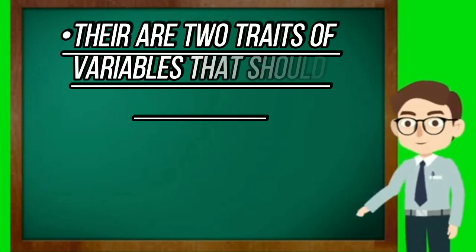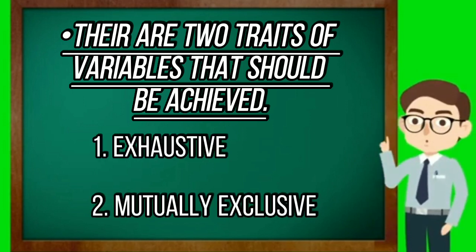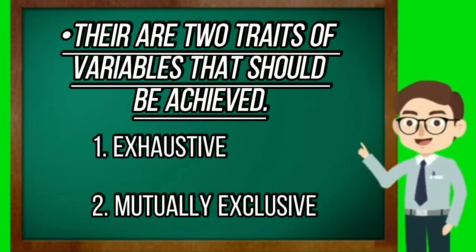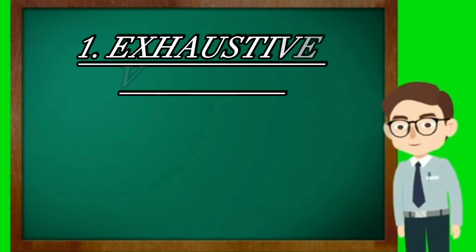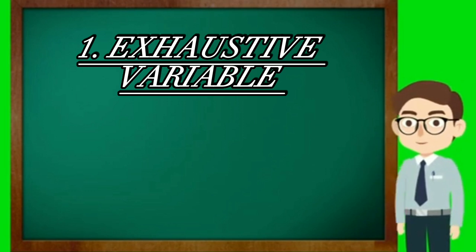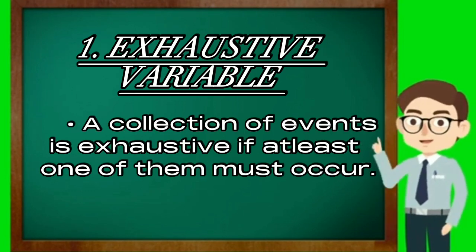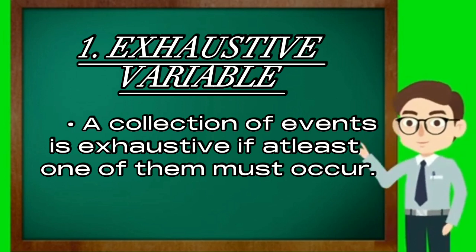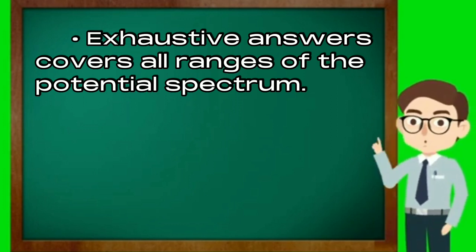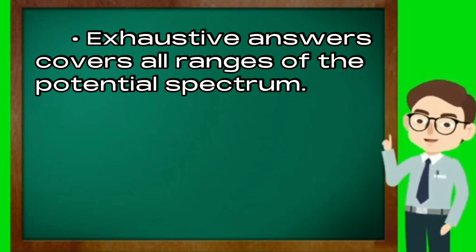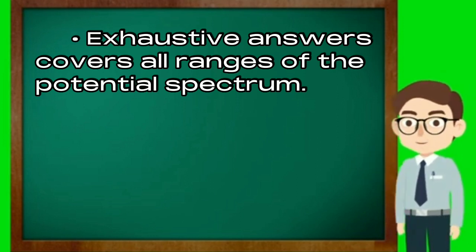There are two traits of variable that should be achieved. Number 1 is exhaustive and number 2 is mutually exclusive. So, let us first discuss the exhaustive variable. A collection of events is exhaustive if at least one of them must occur. In research, an exhaustive answer covers the whole range of the potential spectrum, so that all respondents can answer one of the choices.